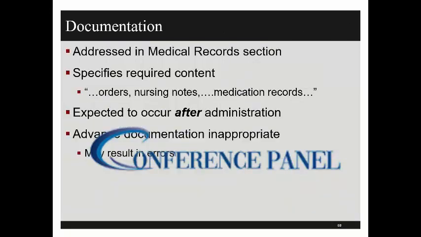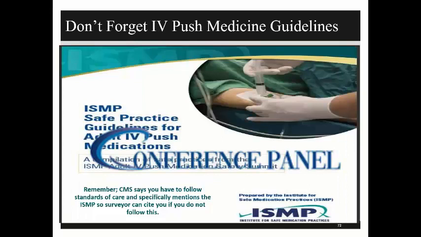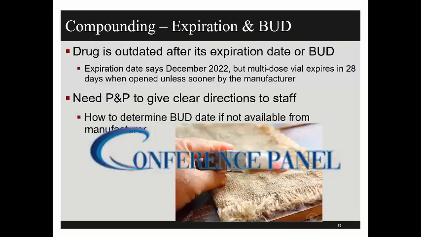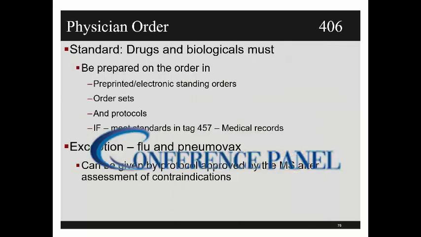Now, they talk about documentation in the medical records section. And of course, those IV push medication guidelines. They talk about labeling, and this is also in the ISMP. Compounding, again, when we're combining these medications, what they're looking for is: is it outdated? What is it on there as far as outdated after its expiration or beyond use date? Moving on to number 406.